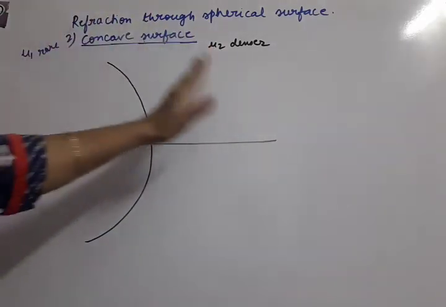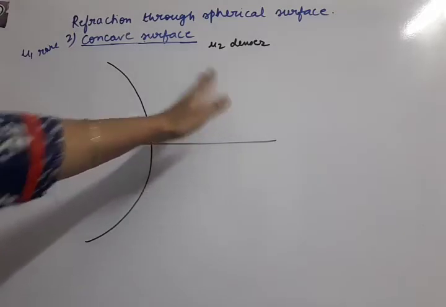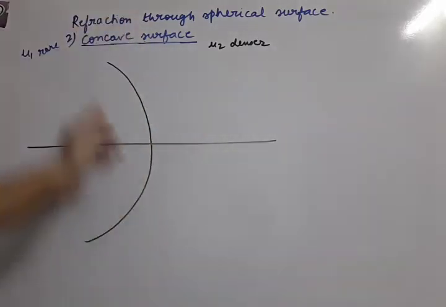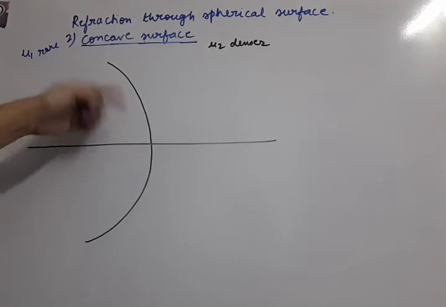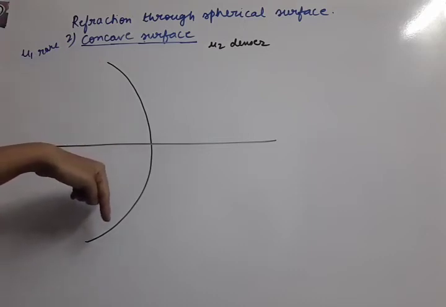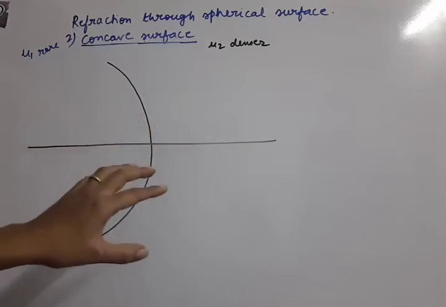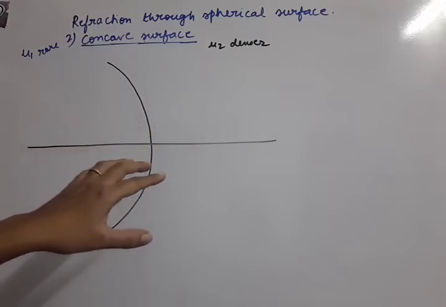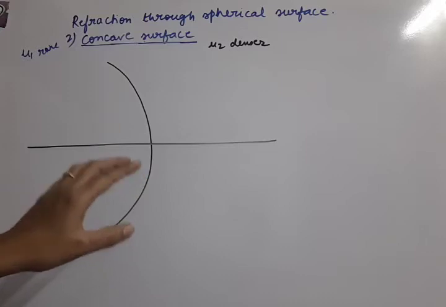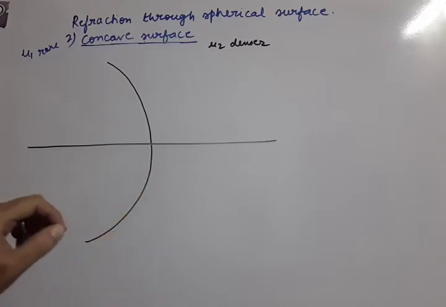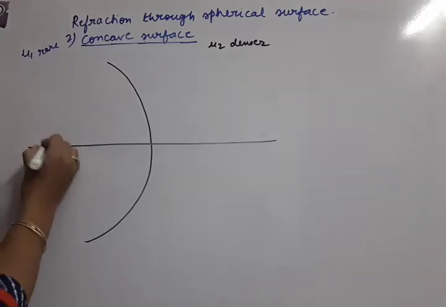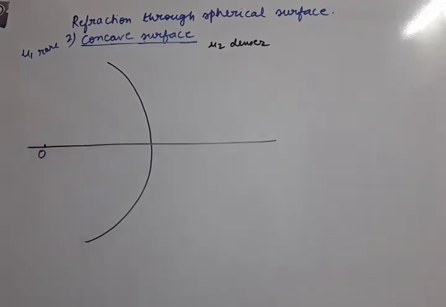Now the line which is dividing the rarer and denser medium is not a straight line now, that is a curved line. And this curve is also of which shape? Concave shape. Okay. Now we need to draw the image formation and with the help of that image formation we will derive the relation between u and v. Let us start now. First of all, we need to take an object on the principal axis.